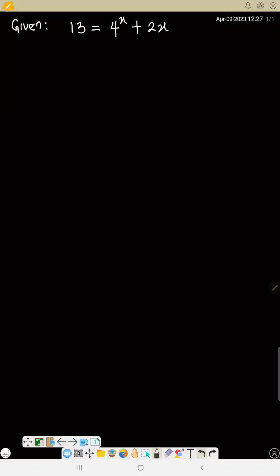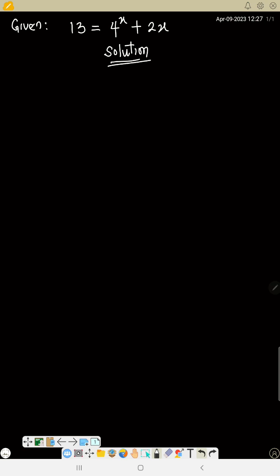So this is the question we want to solve. 13 is equal to 4 raised to power s plus 2s. The question looks like it's almost impossible to solve, but we can actually solve it.